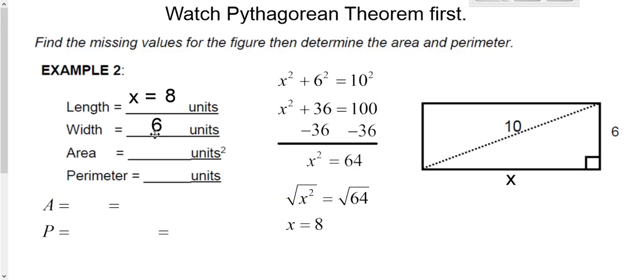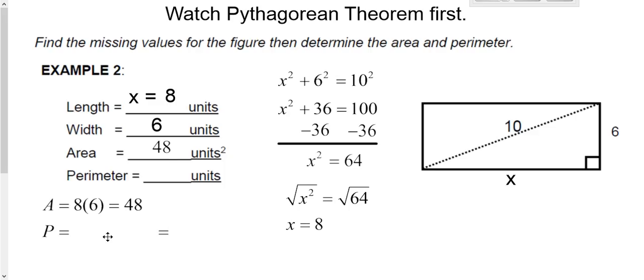So now we have our length and our width. We can do our area. Area is length times width, or 8 times 6, which is 48. Now there are no units on there. That's why they put units to the second power, unit squared. We don't know if they're centimeters or inches or whatever. But that's fine. You can just put in the number, 48.